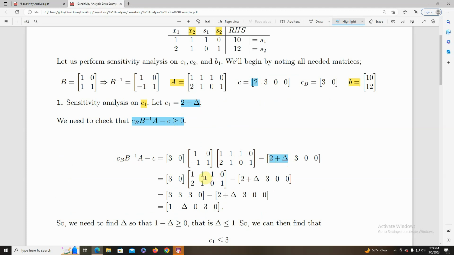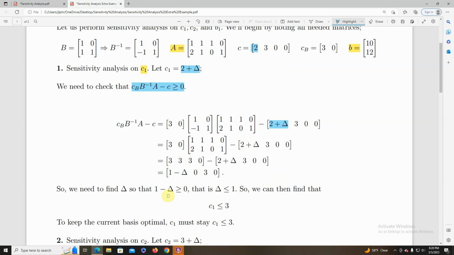And then it's just a matter of matrix arithmetic. I multiply this vector times this matrix, I get 3, 0. Then I multiply this vector times this matrix, I get 3, 3, 3, 0. And now I can just do subtraction. Subtraction of vectors is just element-wise. 3 minus 2 plus delta is 1 minus delta. 3 minus 3 is 0. 3 minus 0 is 3, and 0 minus 0 is 0.